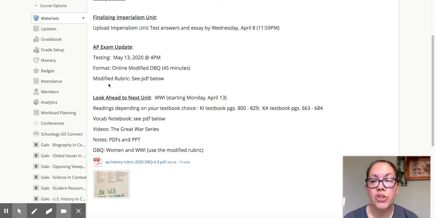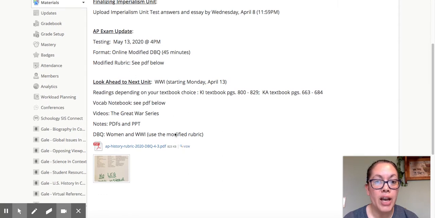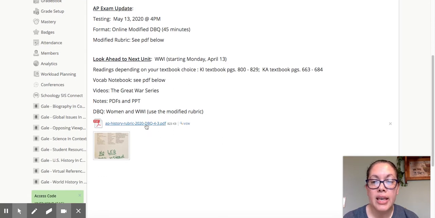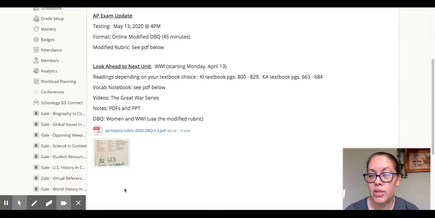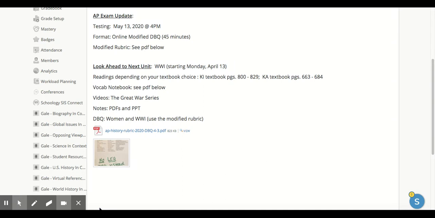So let's jump down to that modified rubric to see what changes they made. And it's going to take a little bit. All right, here we go. So looking at this rubric, we see that it is now a 10-point rubric. So your thesis, still the same. Still have to have your thesis. It still needs to show original thought, and it needs to answer the prompt, the question.